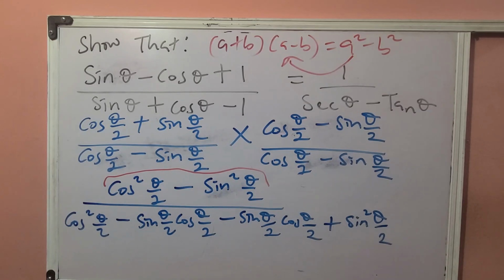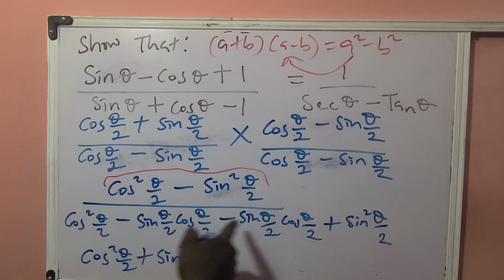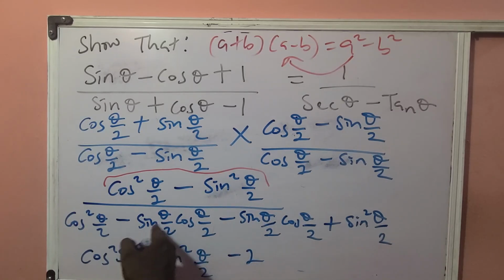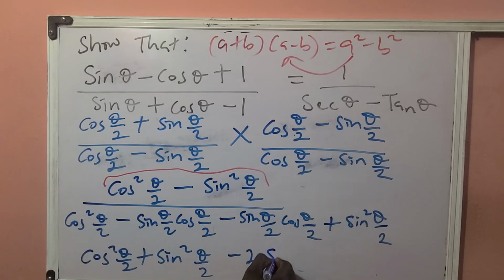So my denominator, I can have this as cos squared theta over 2 plus sine squared theta over 2. Then this will obviously be minus 2, because they are the same thing, minus 2 sine theta over 2 cos theta over 2.